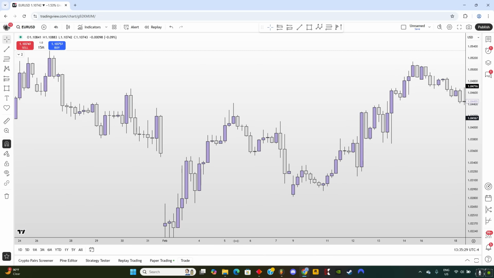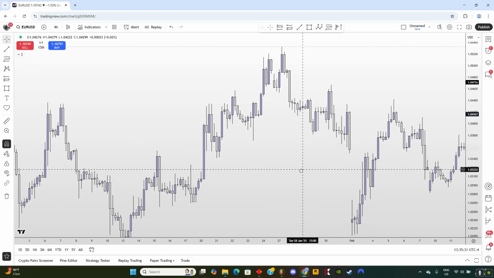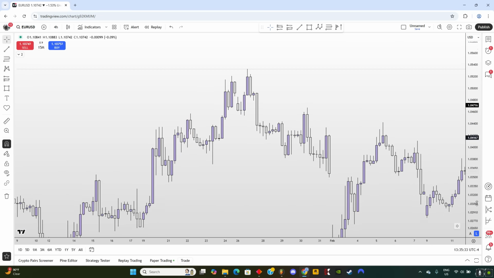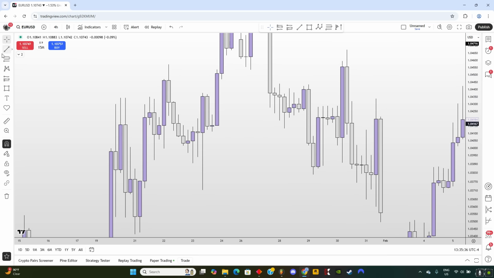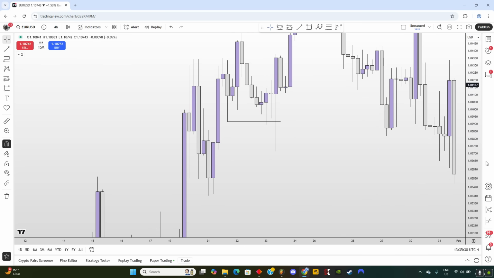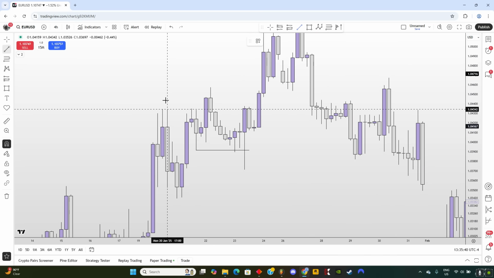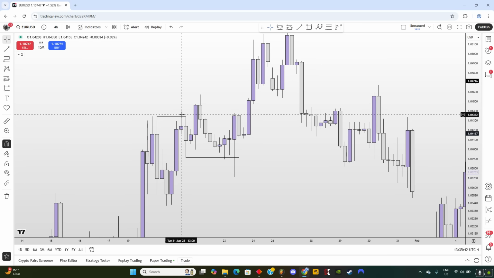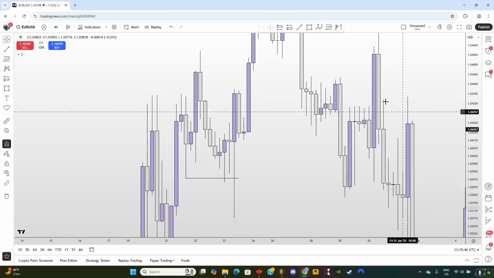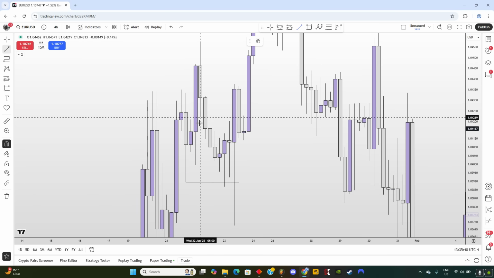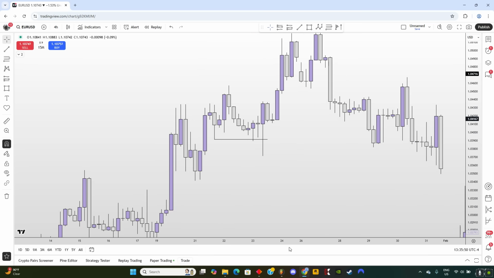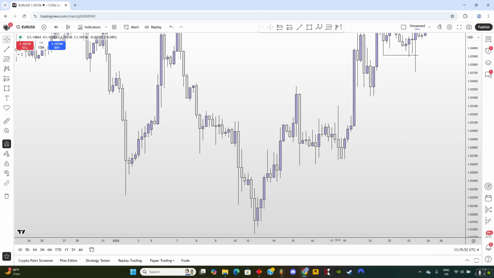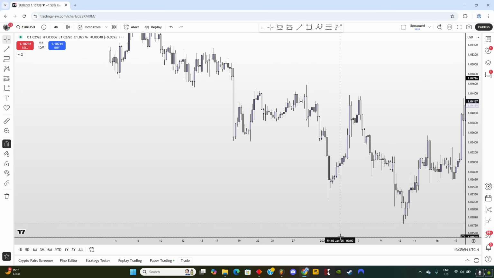So I believe we got one over here. So we have a sweep over here. We wicked above it, that's a higher high, higher low, and then a higher high. And then we sweep out this low over here. And do we have a fair value gap here? No, we don't. So let's see if we can find one more example.